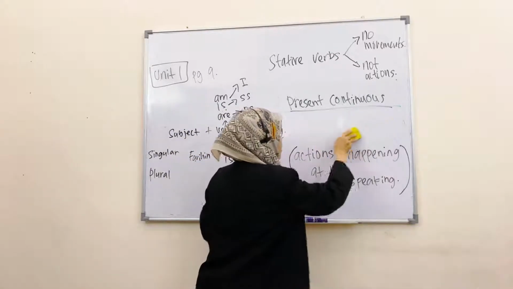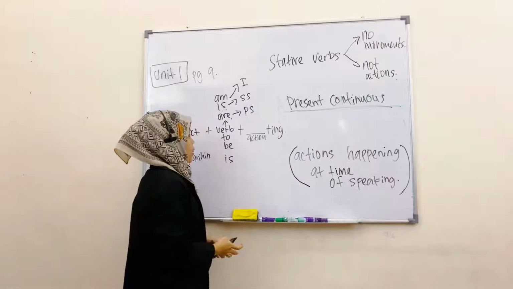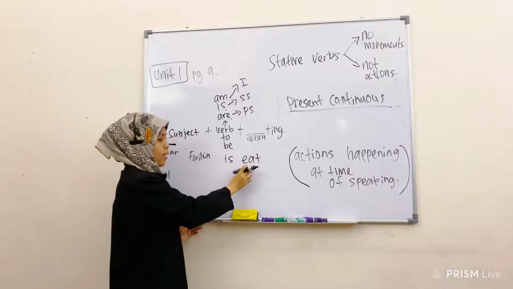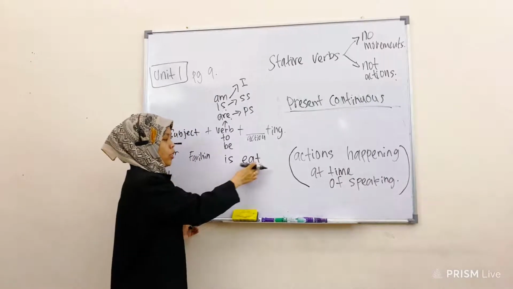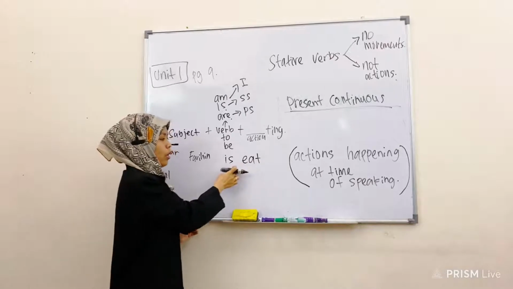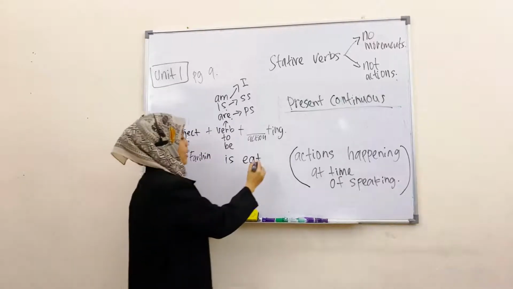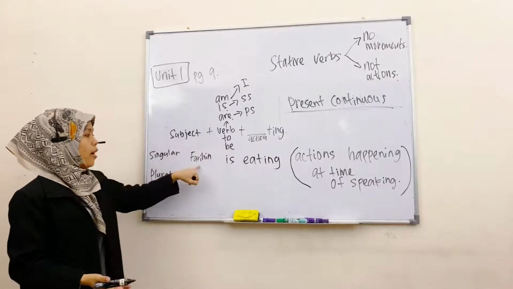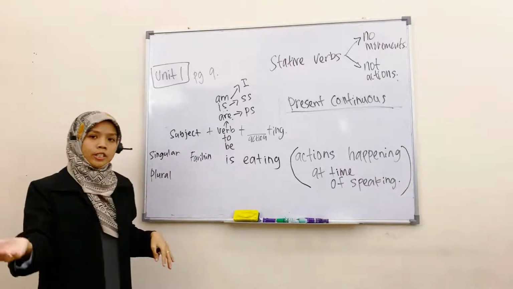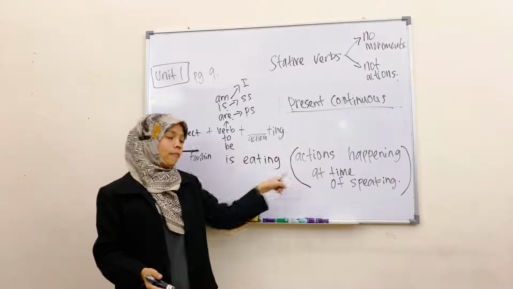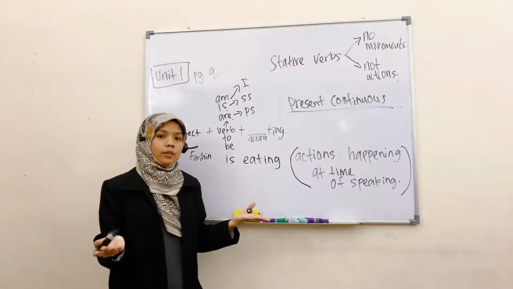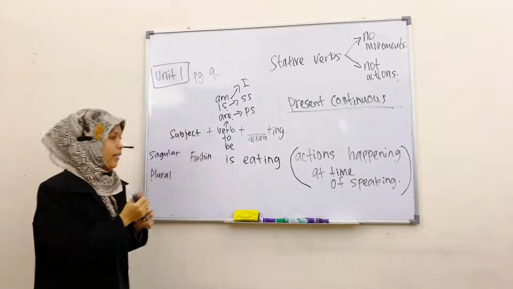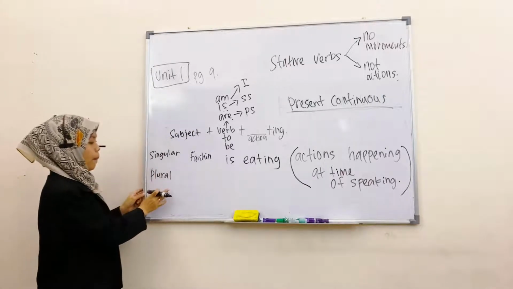Okay, let me erase it first. Okay, so I choose eat. This is the root word. Okay, this is the root word. No change to past tense, no change to past participle. Okay, just put ing. So that means when I mention Farihin is eating in the kitchen, the action is happening. So that means Farihin in the kitchen, what does he do? Eating. Is eating.